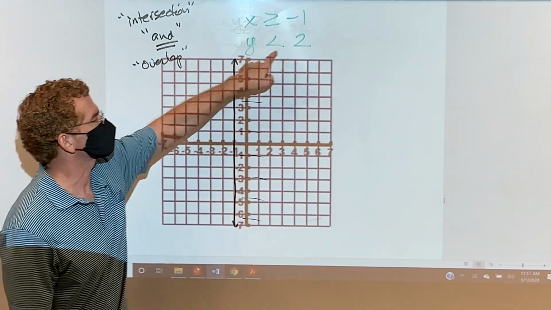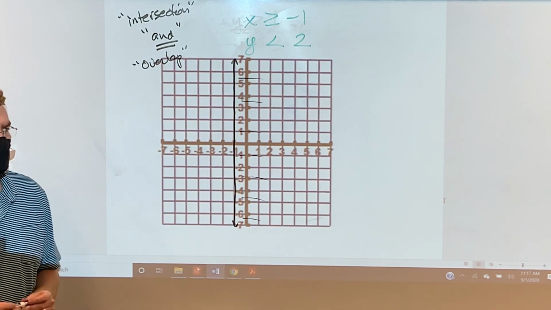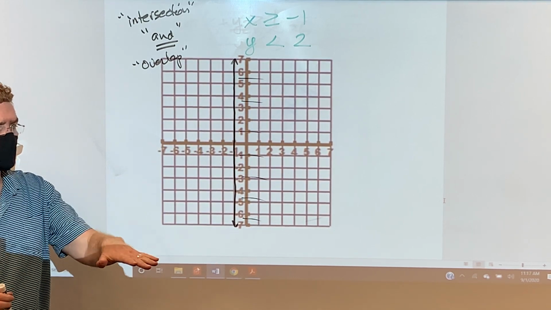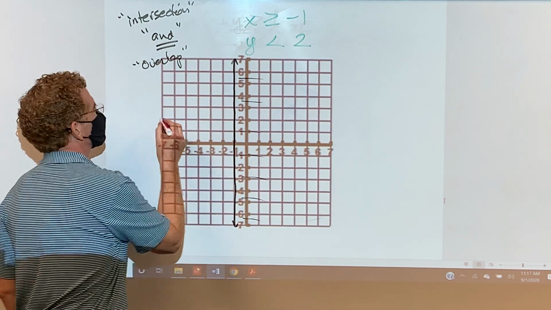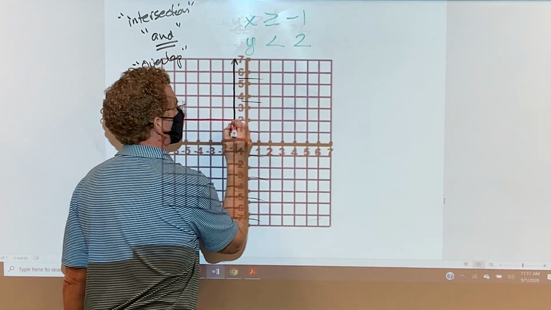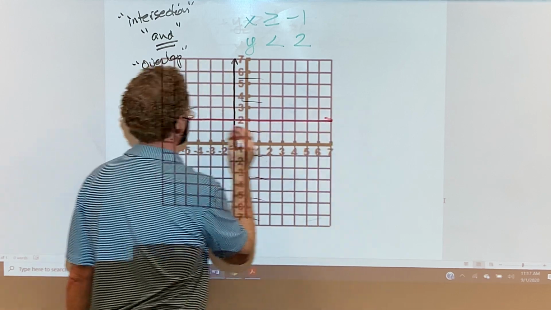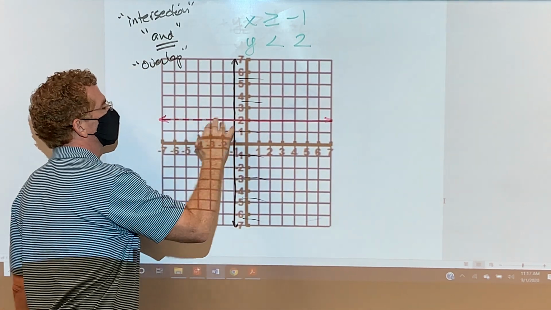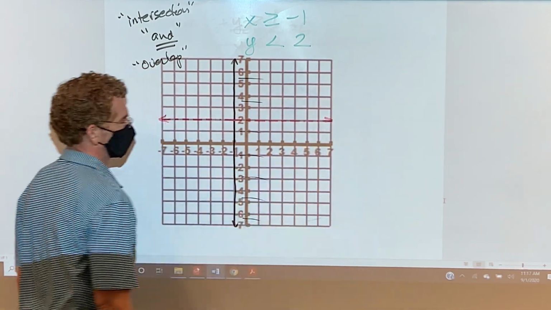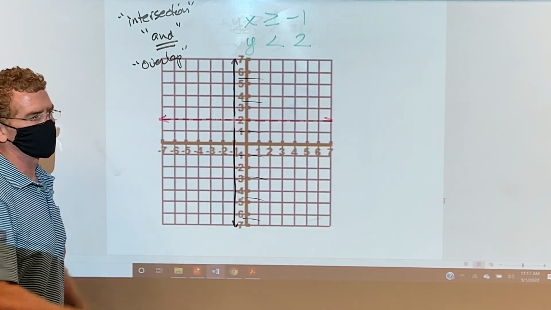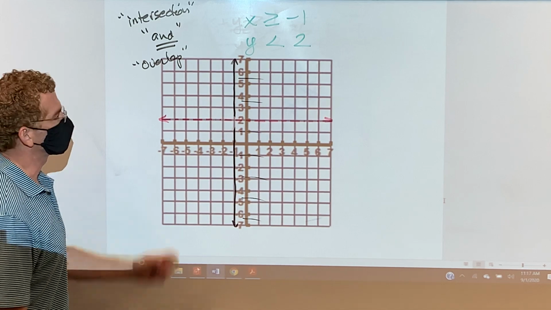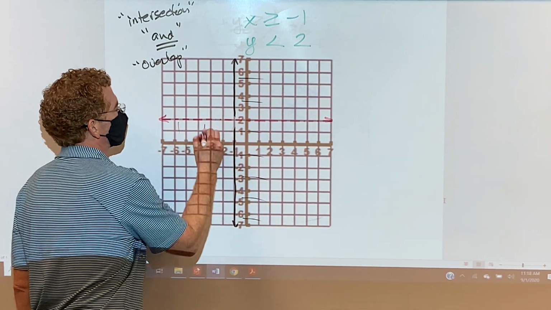What does y less than 2 mean? Horizontal, going through y where? At 2. So I've got a y here. Solid or dotted? Dotted. And then shading above or below? Below because it's y less than. That would give me this.